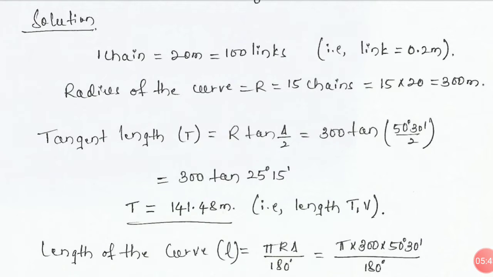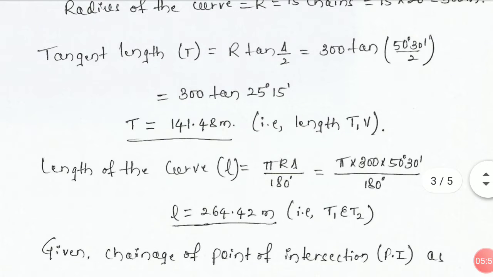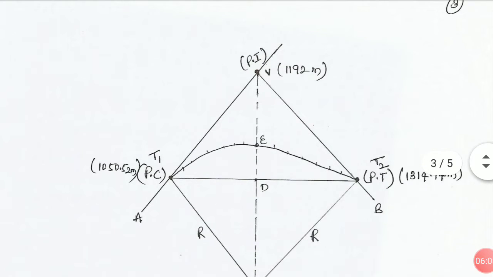R is 300, delta value he has given. So tangent length is 141.48 meters. Now length of the curve I will calculate, pi R delta by 180 degrees. I will get it as 264.42 meters. Okay, check it here. Length of the tangent T1 V, V T2 I have got it, and length of the curve, that is T1 E T2 I have got it.